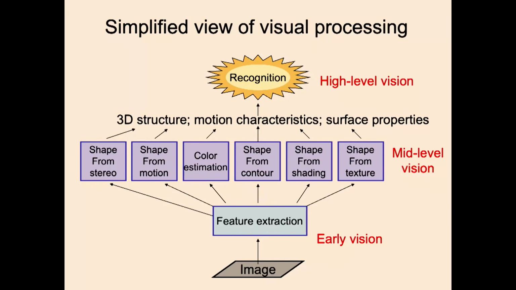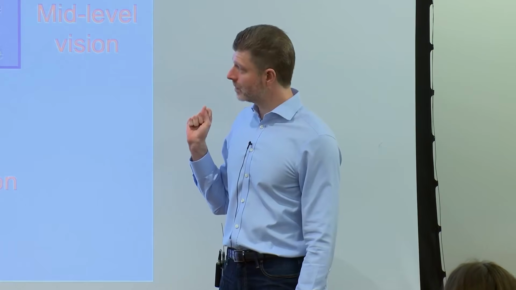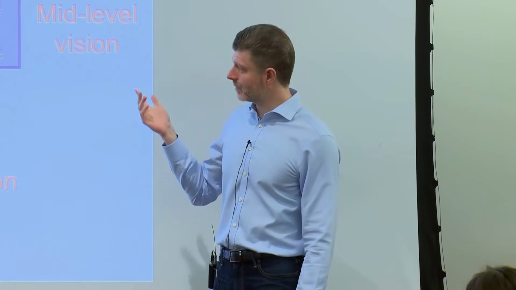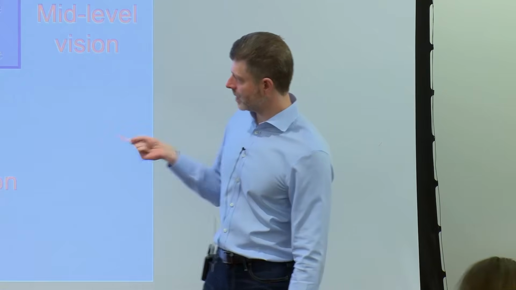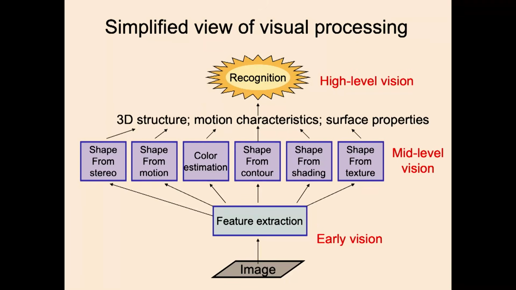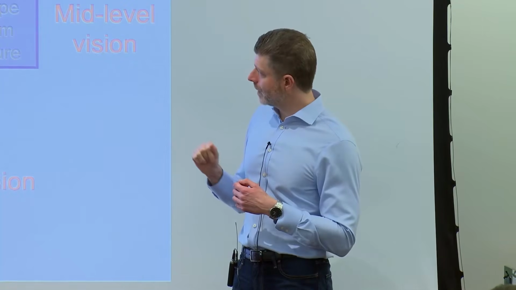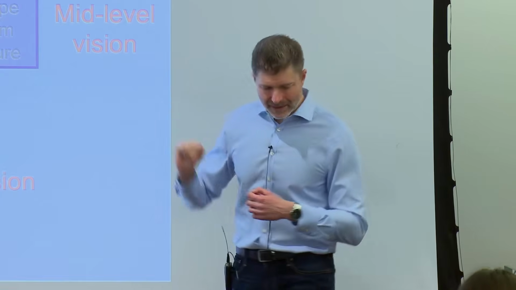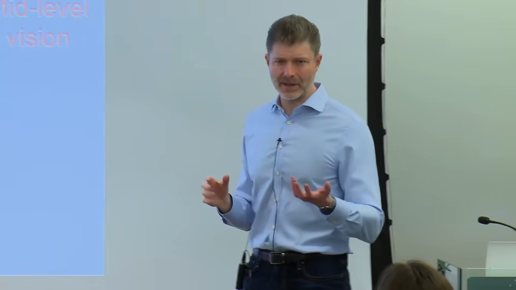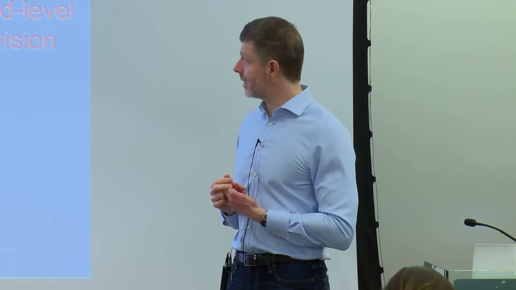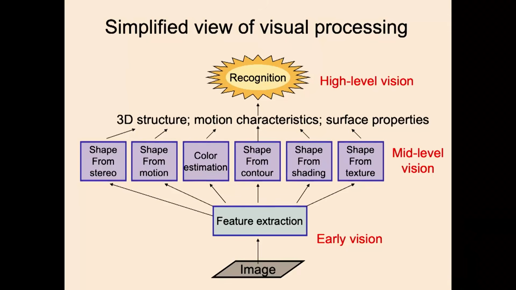We then talked about all of these processes that we loosely think of as mid-level vision, many of which are different forms of shape estimation, or things that might be relevant to recognizing what's there. Color estimation, shape from contour, from shading, from texture. From a certain perspective, these give you information about three-dimensional structure and other properties of the world. We often think that all of that is in the service of recognition, telling us what's out there in the world. And that often is thought to be the realm of high-level vision.